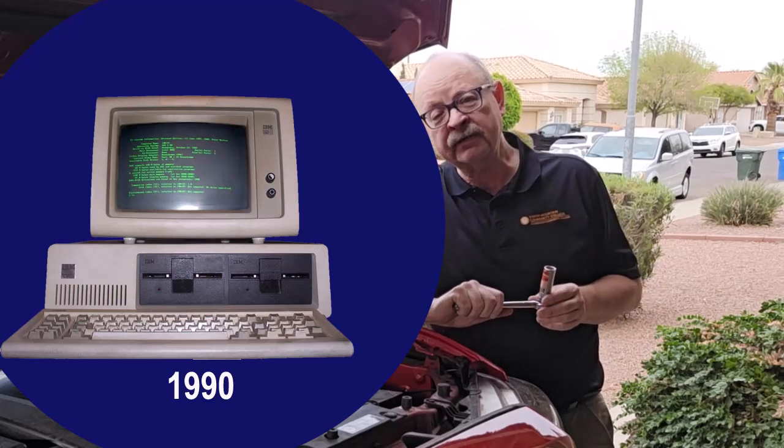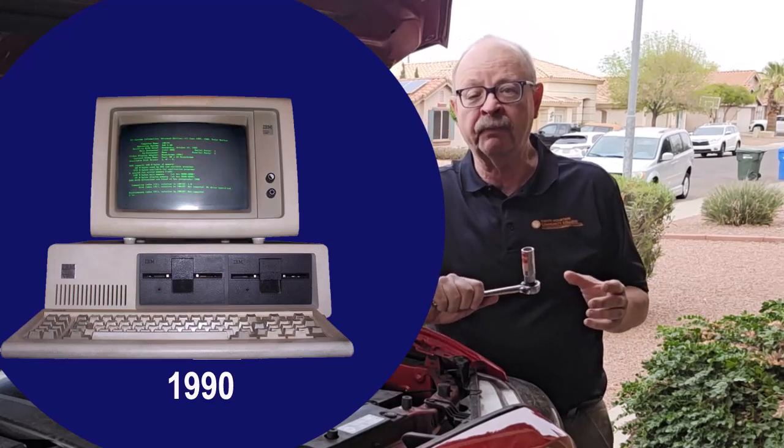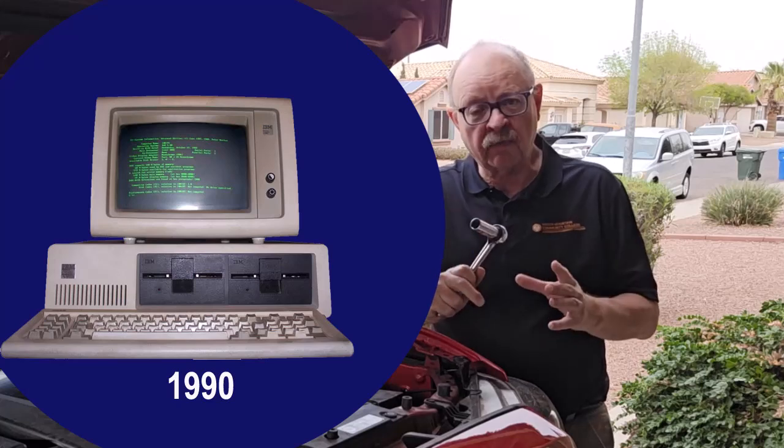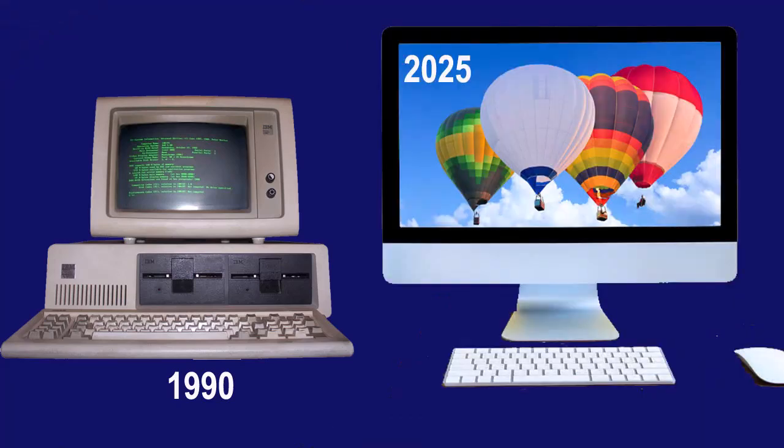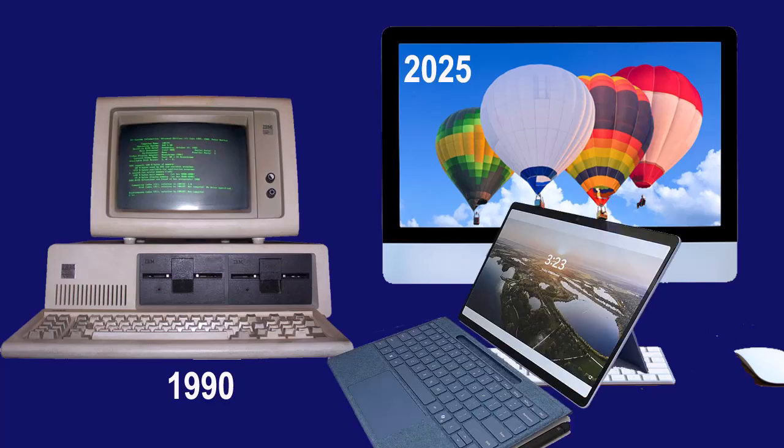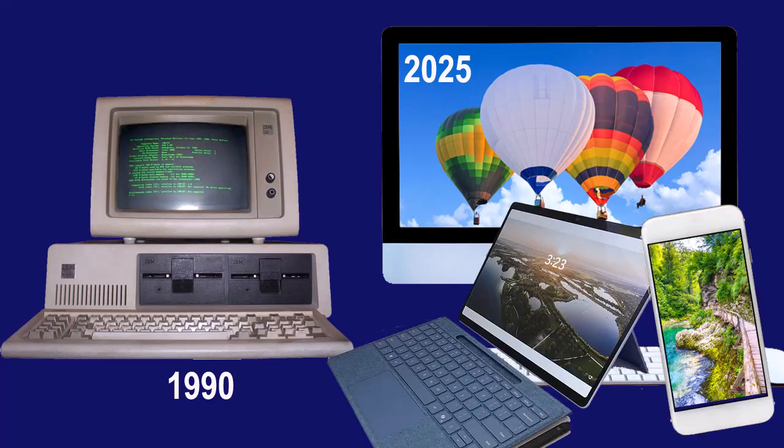Since that time, we've seen computers change a lot. They've become much more powerful, smaller, and much cheaper. Today, we have not only desktops, we have laptops, tablets, and smartphones that are extremely powerful and capable of displaying high-resolution images and full-frame video.